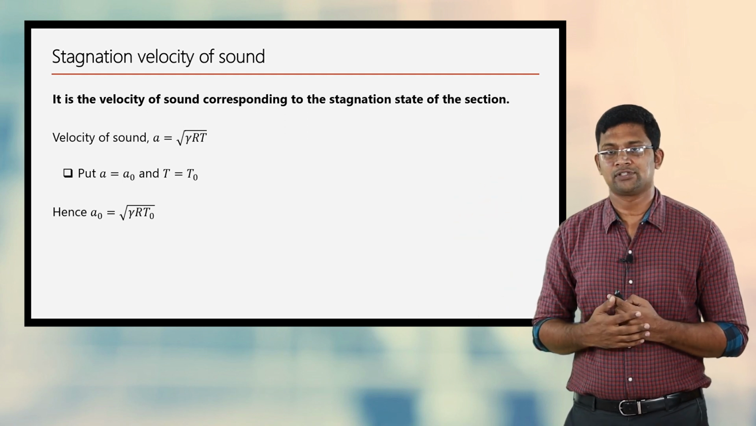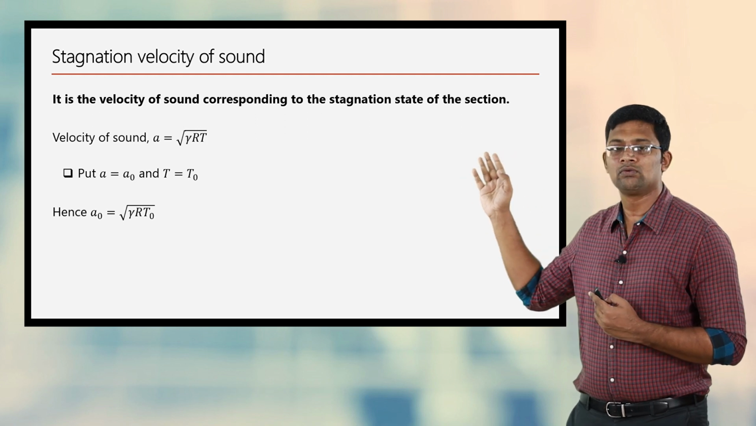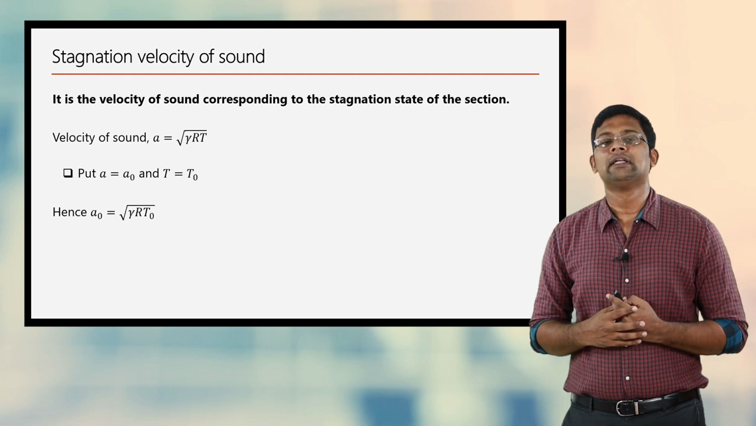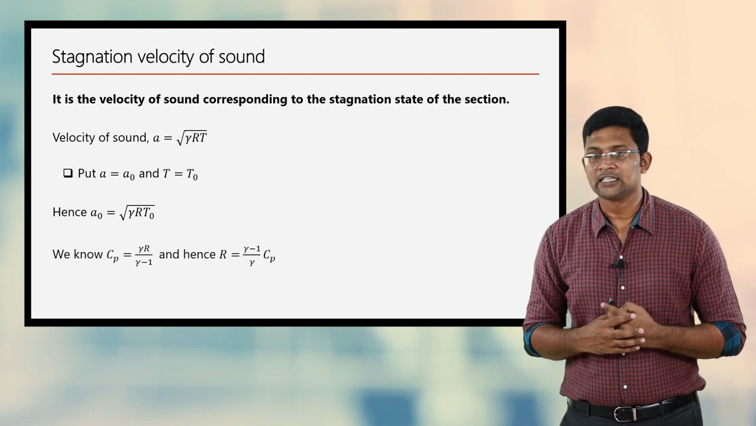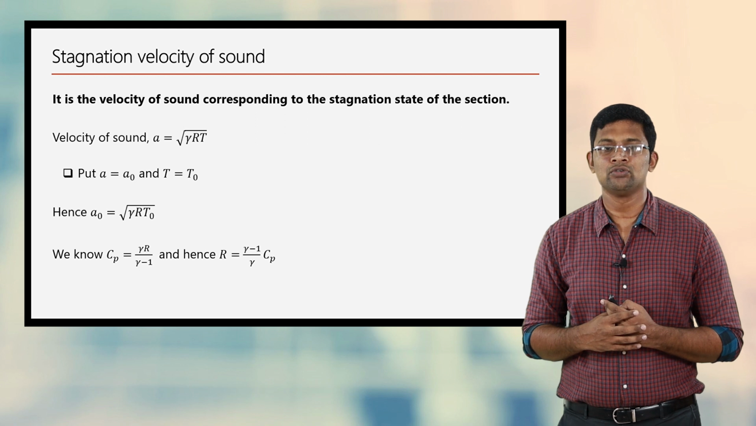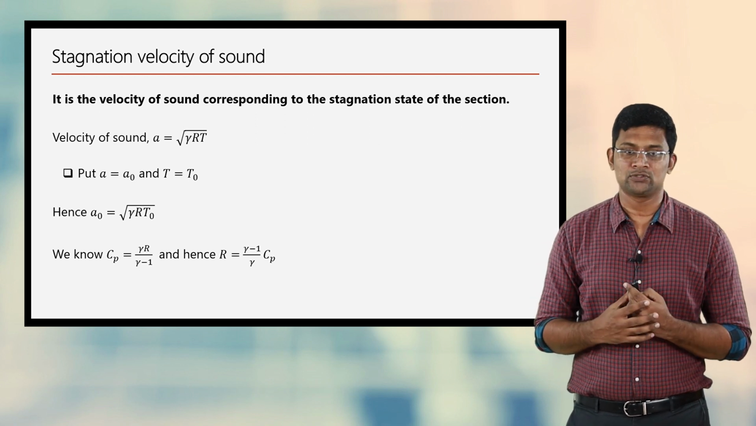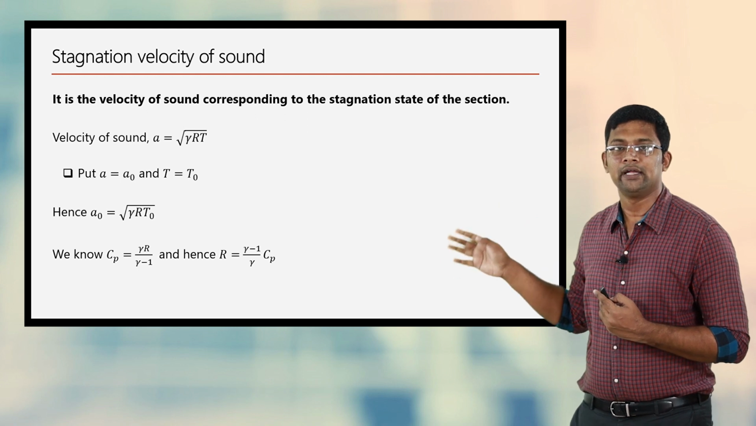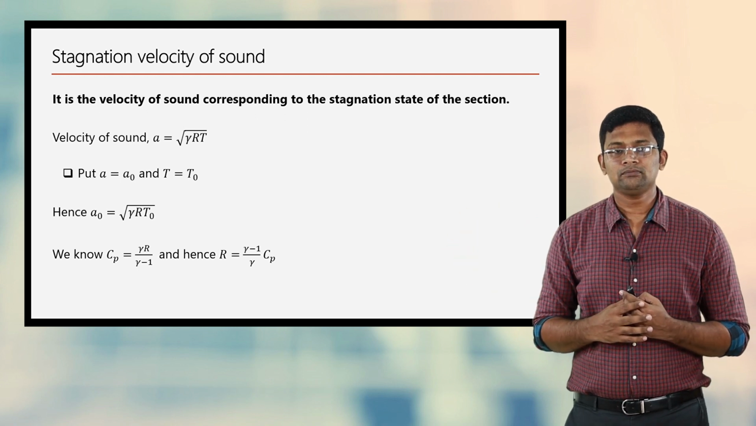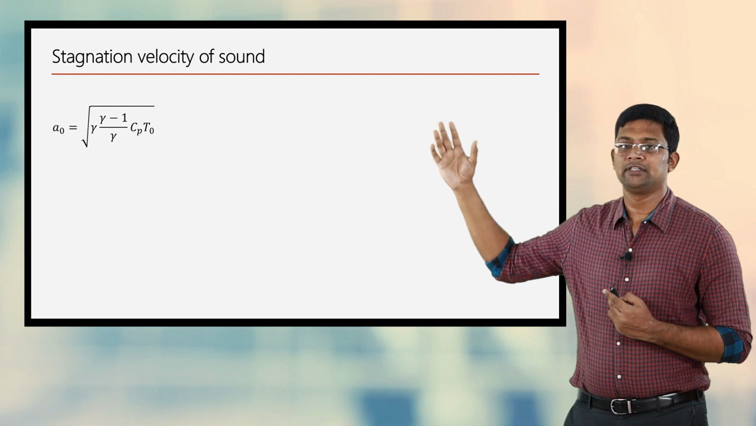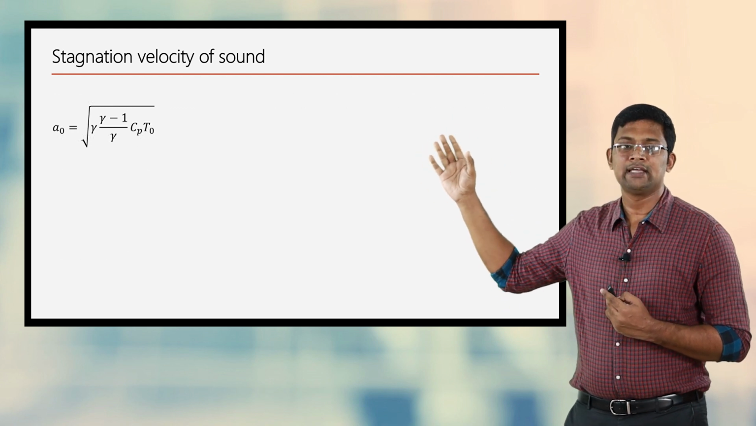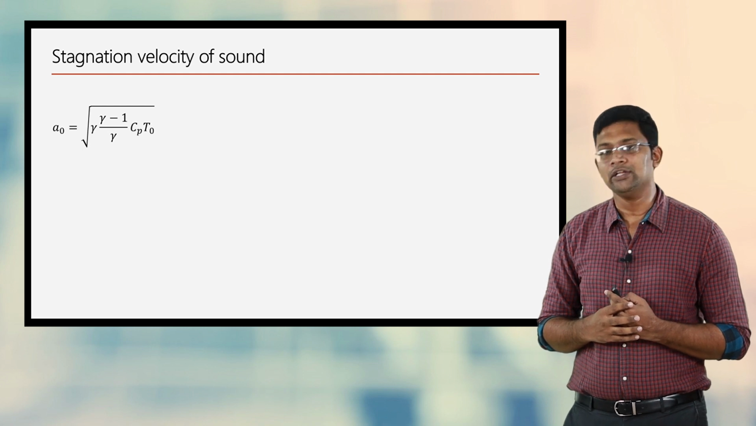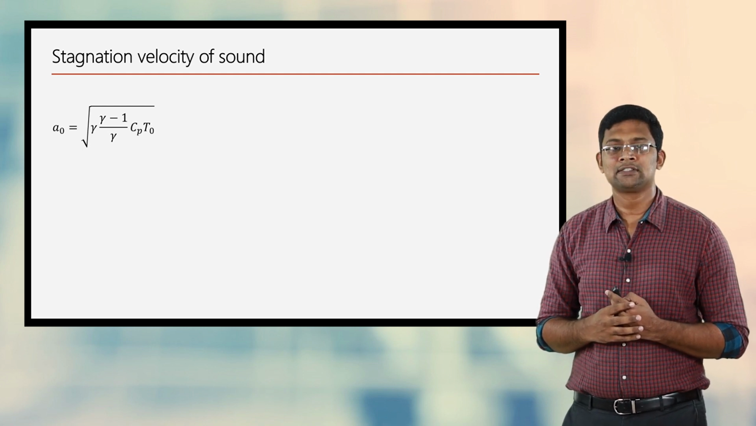Therefore, the modified expression will be A0 is equal to root of gamma R T0. But the expression for Cp, the specific heat at constant pressure, is equal to gamma R by gamma minus 1. Therefore, R is equal to gamma minus 1 by gamma into Cp. So, we are making a modification in the previous expression for A0: A0 is equal to root of gamma into gamma minus 1 by gamma into Cp T0.